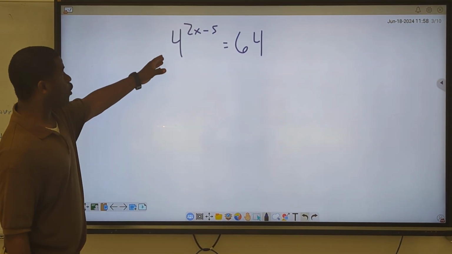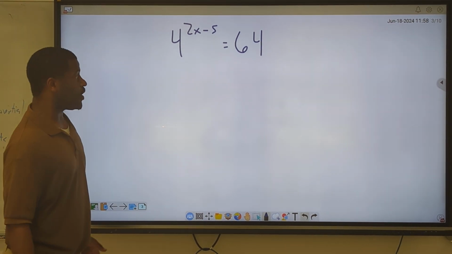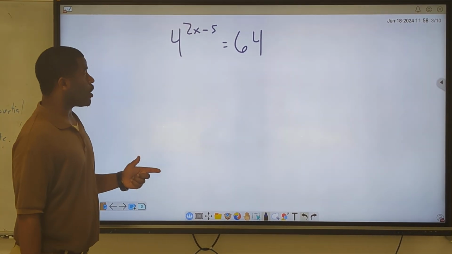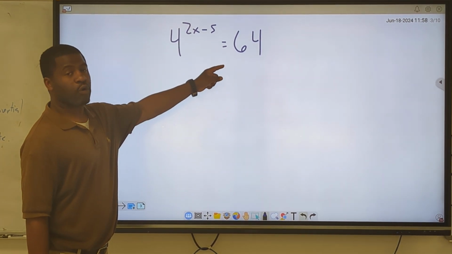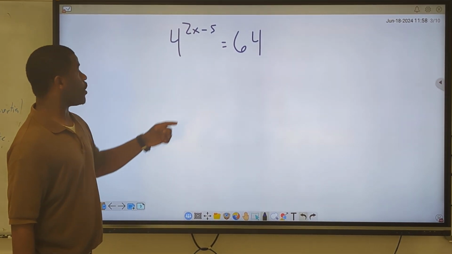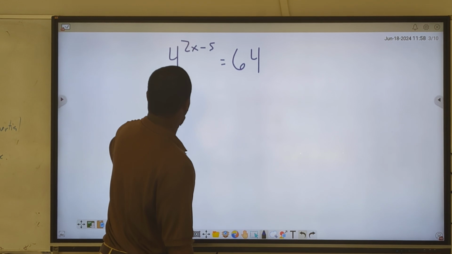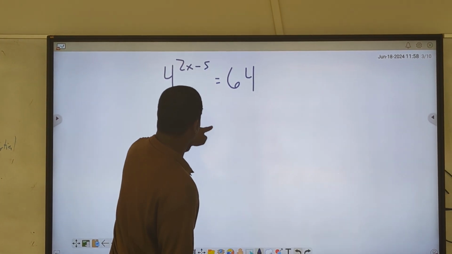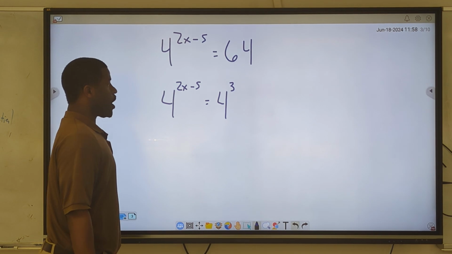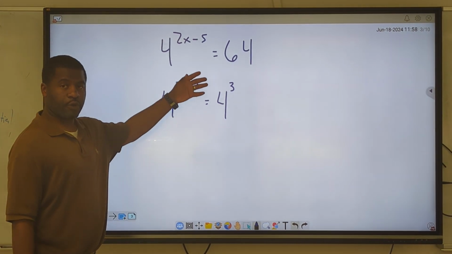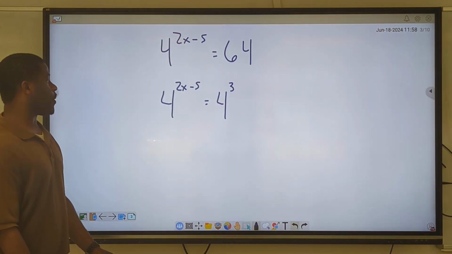So here we have 4 to the 2x minus 5 is equal to 64. What we want to see is, is there any way that we can write 64 with a base of 4? And we can. So we will rewrite this as 4 to the 2x minus 5 is equal to 4 to the third power, because we know 4 to the third power is 64.